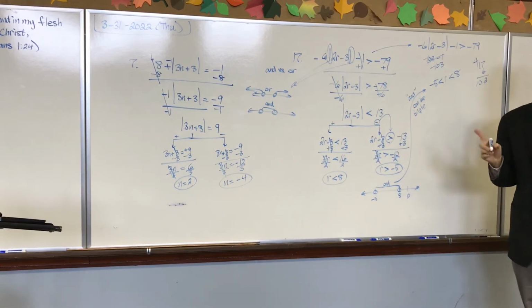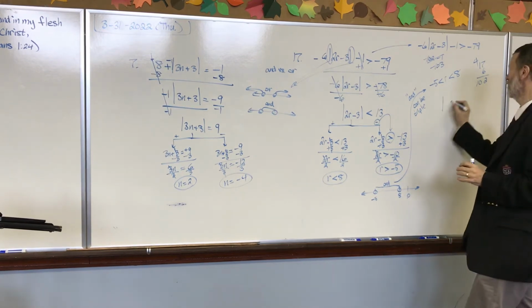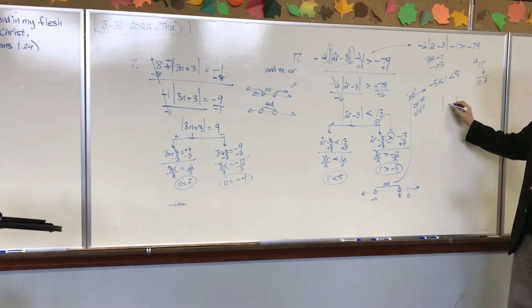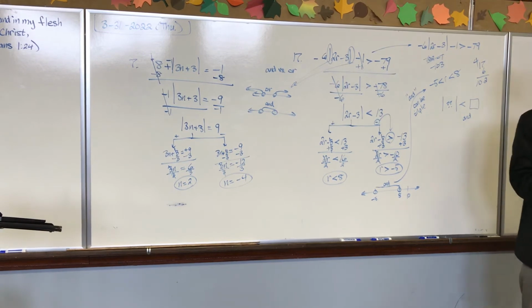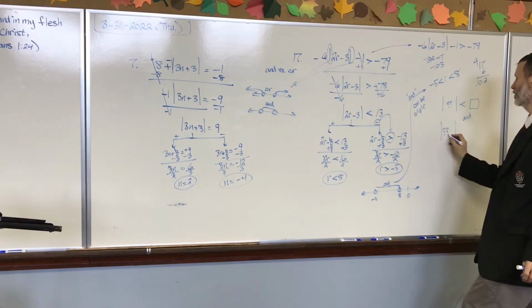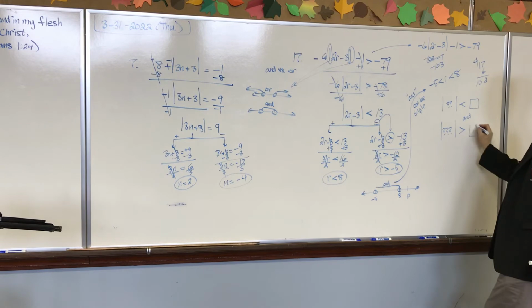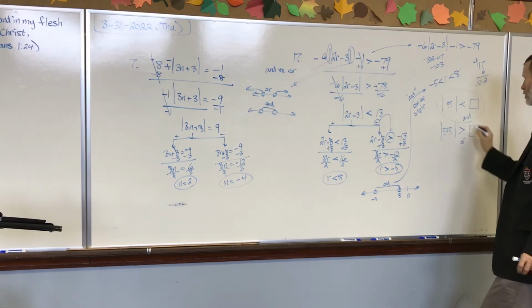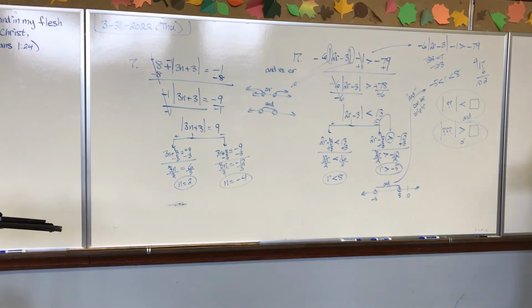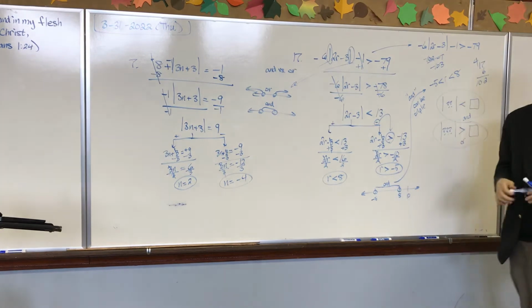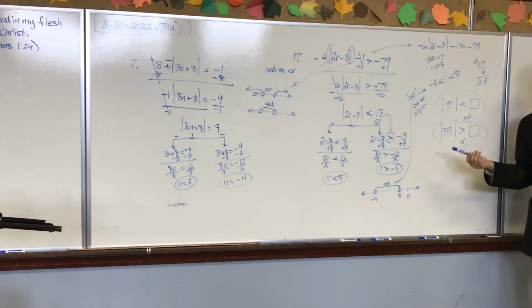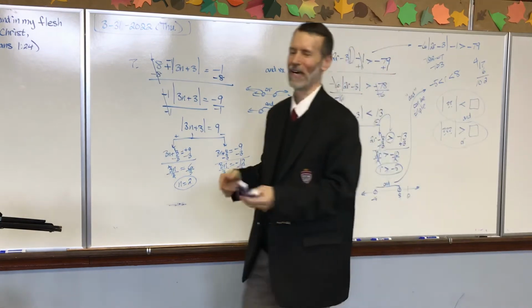I will also tell you a shortcut. This is optional. If you don't like this, just pretend this is a bad dream and never heard it. If you have an absolute value of something less than an answer, I guarantee it's going to be "and." If you have an absolute value of some other stuff greater than, it's guaranteed to be "or." This always works unless it's no solution or all real numbers, one of the two weird solutions.